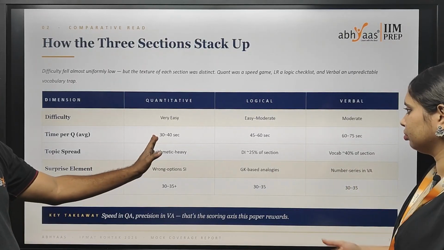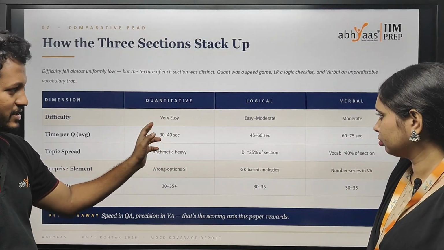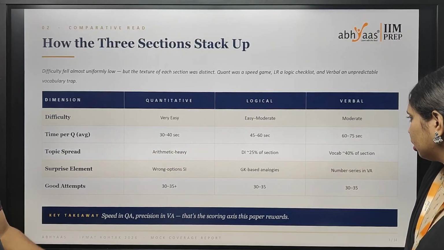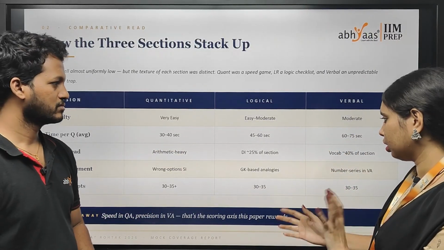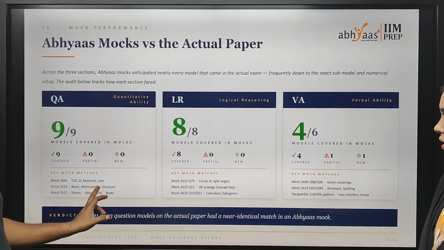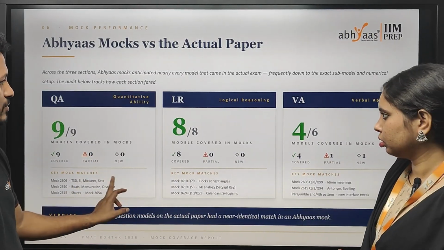On an average, we are taking 30 to 40 seconds in quant. I think this is the least compared to verbal or logical, because verbal is moderate and we are taking at least 60 to 75 seconds per question. All things, we'll come to this.